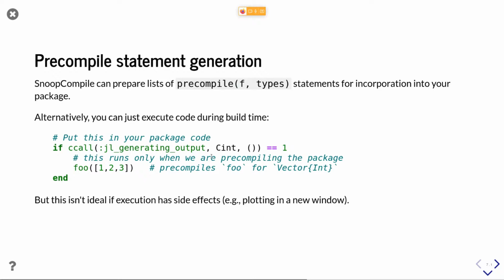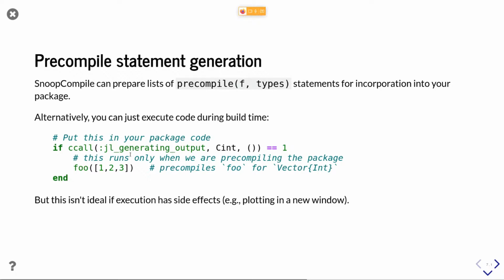Another thing that SnoopCompile can do in order to try to reduce latency is to increase the amount of precompilation that your packages do, right? And one thing that it can do, and I'll show you what this looks like in a moment, is generate lists of precompile directives that you can incorporate into your package code. But you don't have to do it that way.